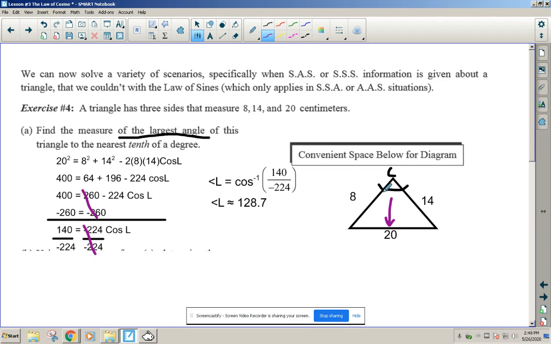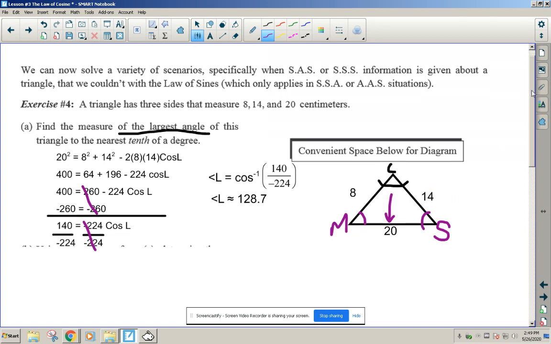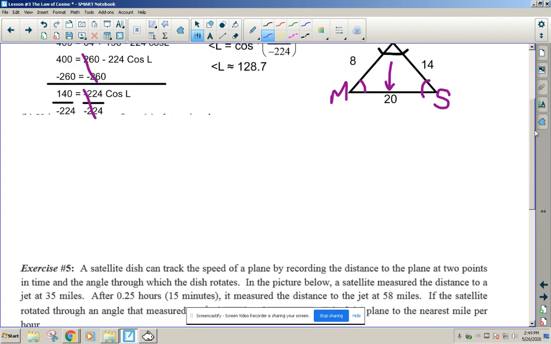Angle L is a big angle because it's opposite the biggest side. If you wanted the smallest angle, you would have had to use 8, and that would have been opposite the smallest side. If they wanted the middle angle, that would have been opposite the middle. 14 is in between 8 and 20, and that would have been M. So I used small, medium, large. You always have to pay attention to what they want from you.